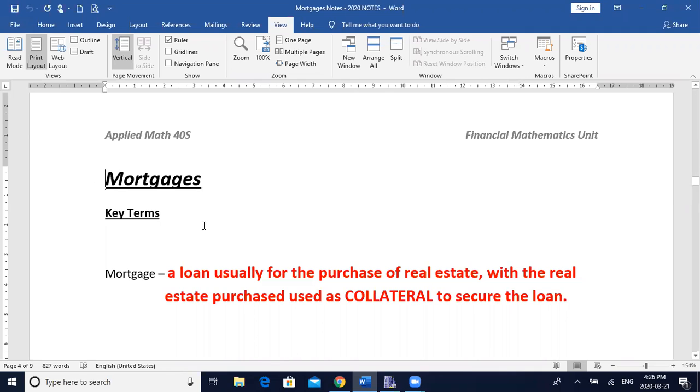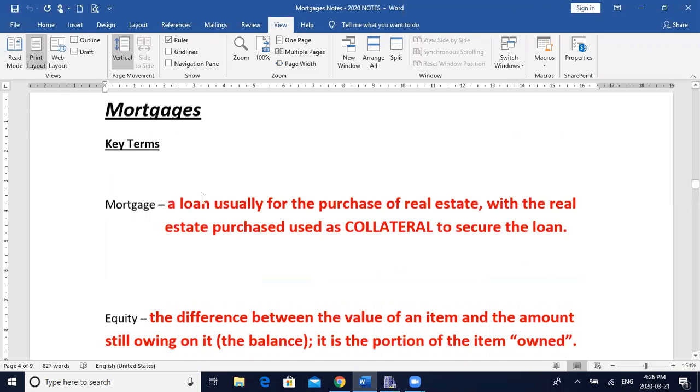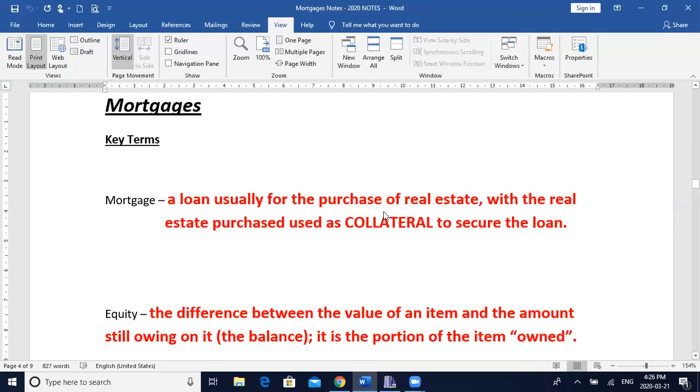A key term here with mortgages is, well, a mortgage is a loan, usually for the purchase of real estate, where the real estate itself that's being purchased is collateral to secure the loan. That's very important to note, because if you have a mortgage for a home or a condo and you default on your payments, then the bank can actually call in the mortgage and repossess the home. So it's very important that you make the regular payments.